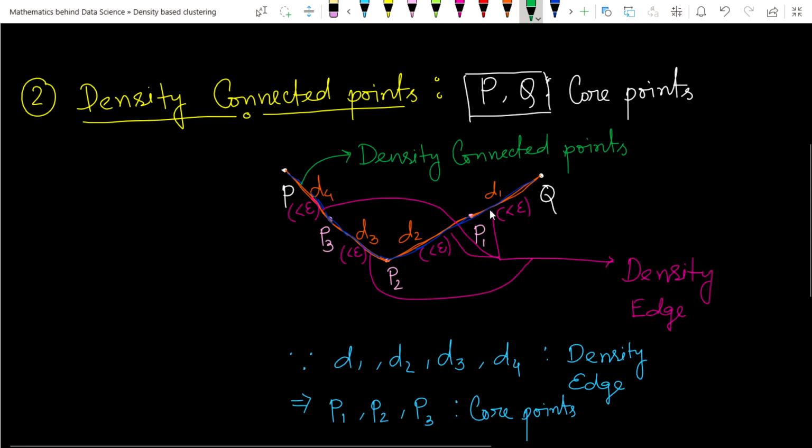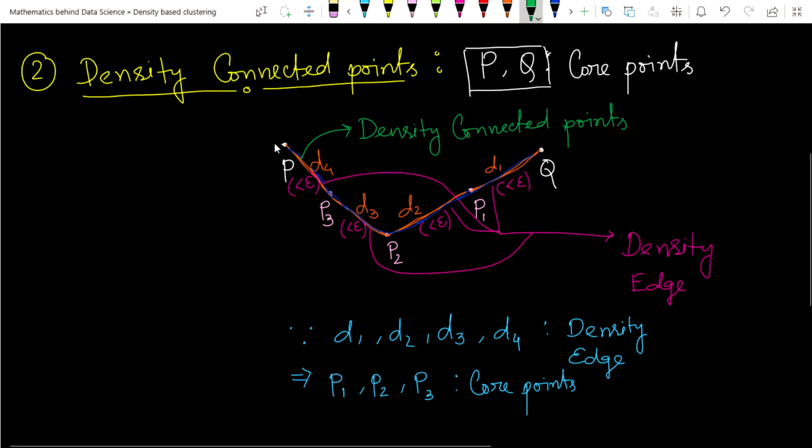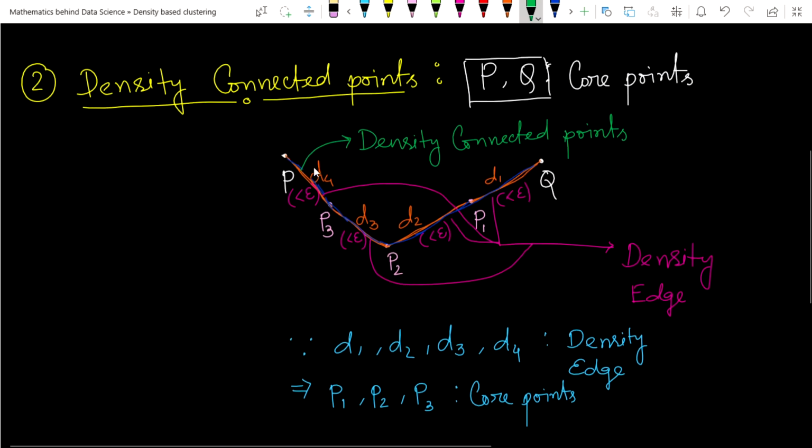Every point is a core point, and if each core point is connected by simply using the density edge, then this path is called the density connected path, and the points connected by the density connected path are called the density connected points. I think you got the idea. What is a density connected point? First condition: it will be a core point. Second condition: it is connected through a density edge, so there is a density connected path between these two points.